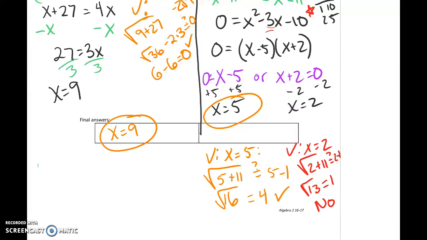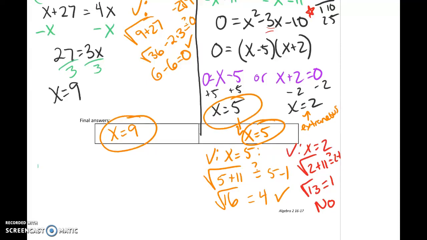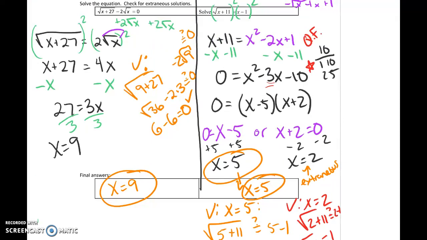So that's why I left you a box for your final answers. x equals 5 goes in here. That is extraneous. Didn't actually work out, but there you have it. Go back to the original problem so you can see what I was substituting in. Yep, that is how you solve radical equations.